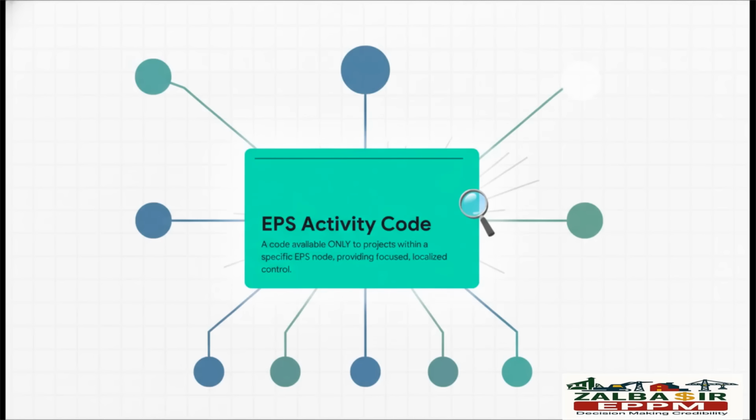Now, an EPS activity code is totally different. It's much more specific. It's only available to projects that live under one particular branch or node of that big family tree. This is absolutely perfect for codes that are only relevant to, say, one department or one specific program.